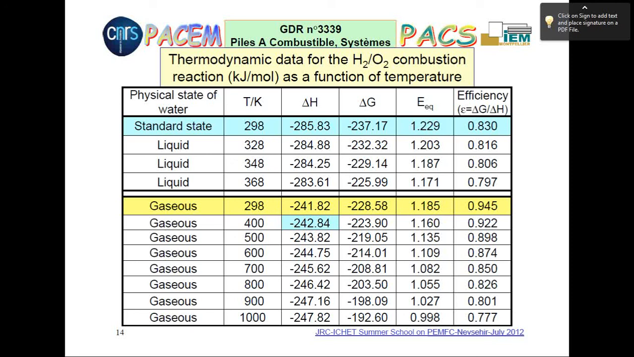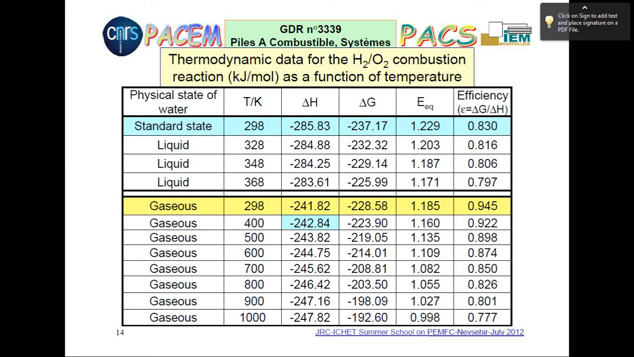If you increase the temperature in the liquid state, you see that delta H is nearly constant and delta G, absolute value, is decreasing. So it means that the cell voltage is decreasing and the efficiency is decreasing. Okay? But if you are at the gaseous state, you see there is a difference in the enthalpy, a relatively large difference, about 45 kilojoule per mole, which is heat of condensation.